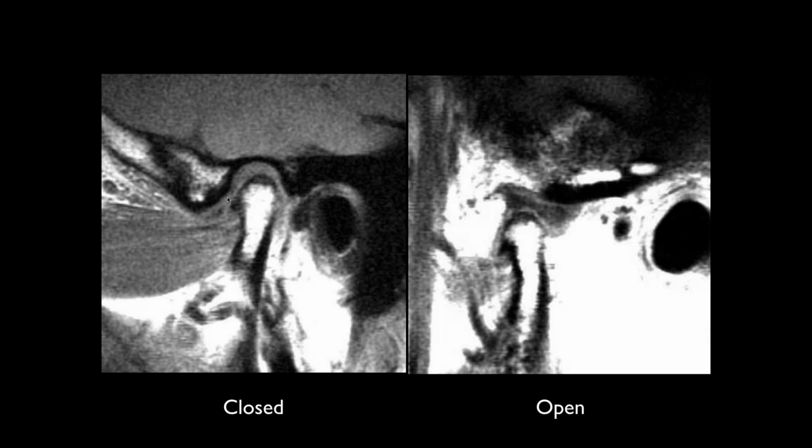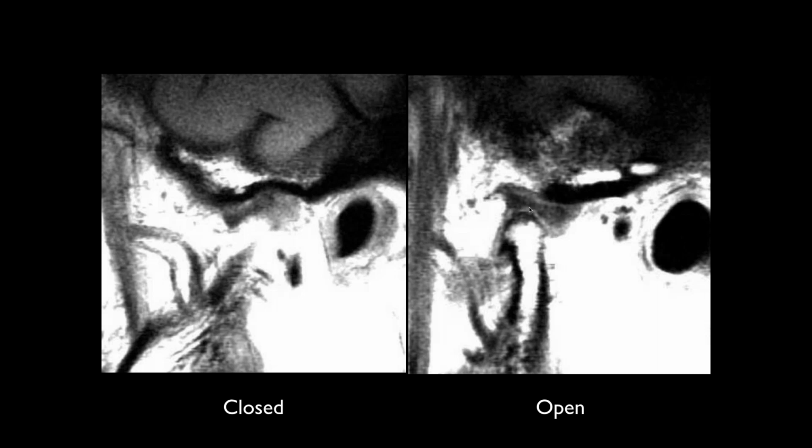So closed and open view. So the disc is, I see on the top of the condyle on open view. Okay. So here we really see just a little remnants of the disc. We have a little anterior osteophyte, which is an indication we've got some degenerative disease here. On the open view, we can see that it captures, right?